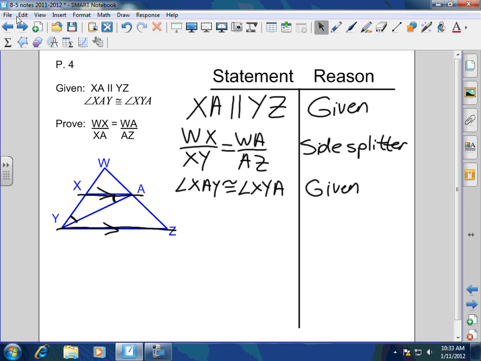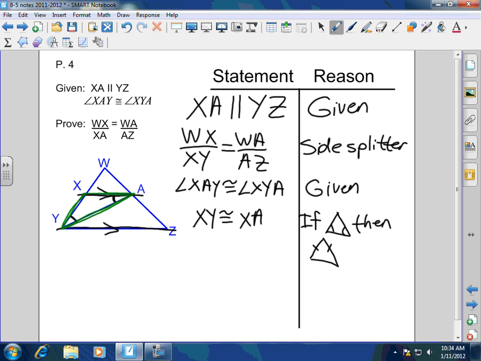Now, you can try to continue to see if you can find other angles to prove similarity and go a very long route, or you could try to realize that right here, I've got an isosceles triangle. So since I have an isosceles triangle there, and I know that angle XYA is congruent to angle XAY, can't I say that XY is congruent to XA, because if angles, then sides?